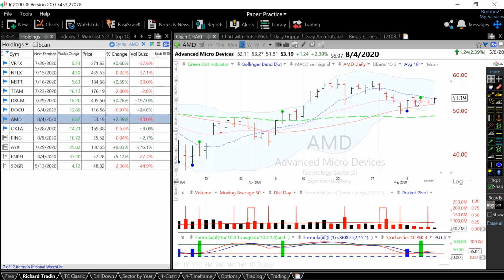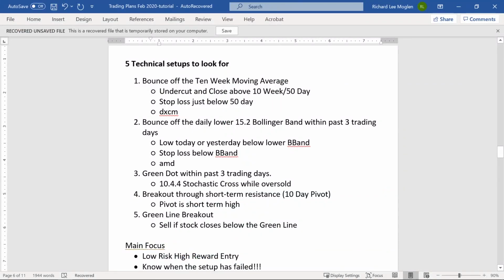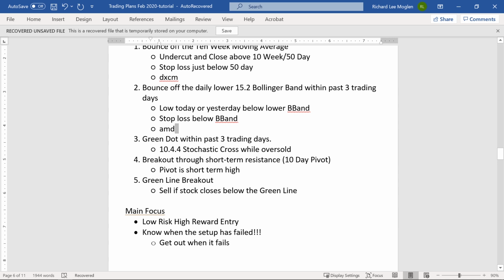Or if the green dot happens on the next day and I see that stochastic is about to cross over, I might wait for the green dot signal shortly after a Bollinger Band dot. So talking about the green dot, this is basically a 10-4-4 stochastic cross when the stock is oversold. And like the Bollinger Band bounce, this has to happen within the past 3 trading days.